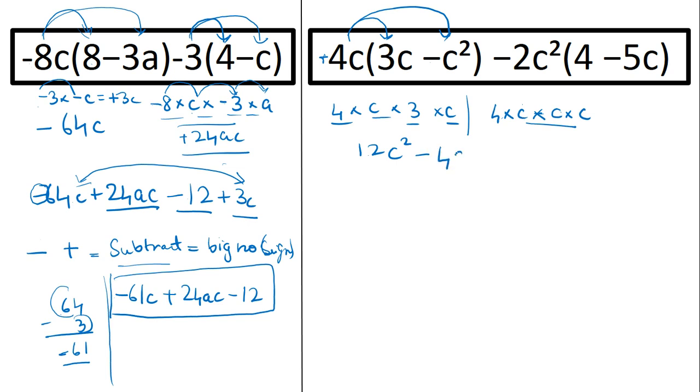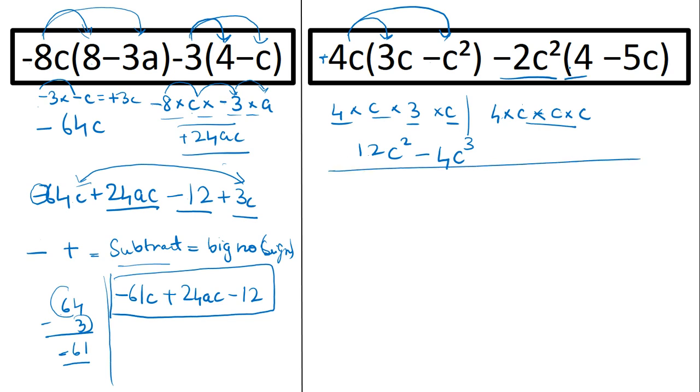So which means 4c to the power of 3. When there were 2 c's, I put a power of 2. Now there are 3 c's, so I put a power of 3. And because there's a positive outside and negative inside, a positive multiplied by a negative gives me a negative, so I have 12c squared minus 4c cubed. It's called cubed.